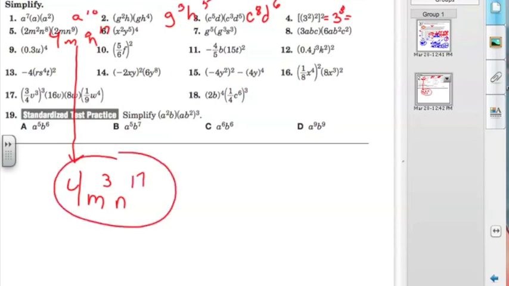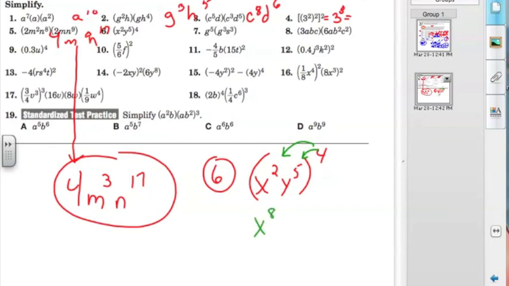Alrighty. Now, let's move over to number 6. Let's rewrite it down here so it's a little bit neater. We have the quantity x squared y to the 5th, and we're raising it to the 4th power. The rule here is that you just simply multiply this in here. So x squared to the 4th power is going to be x to the 8th. Y to the 5th power is going to be y to the 20th. There's your answer right there.